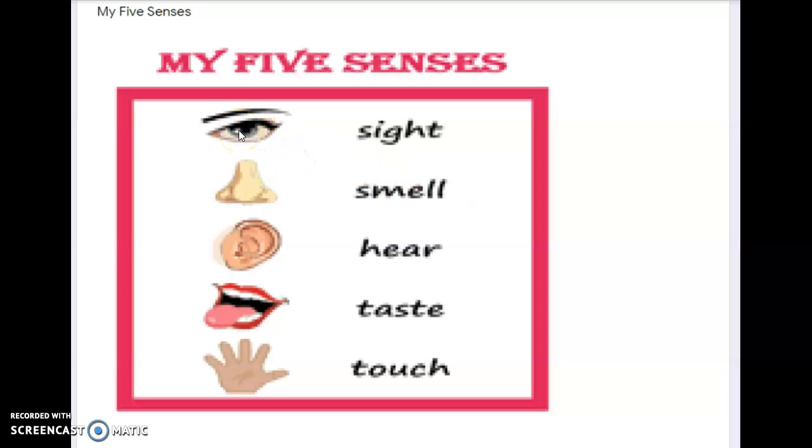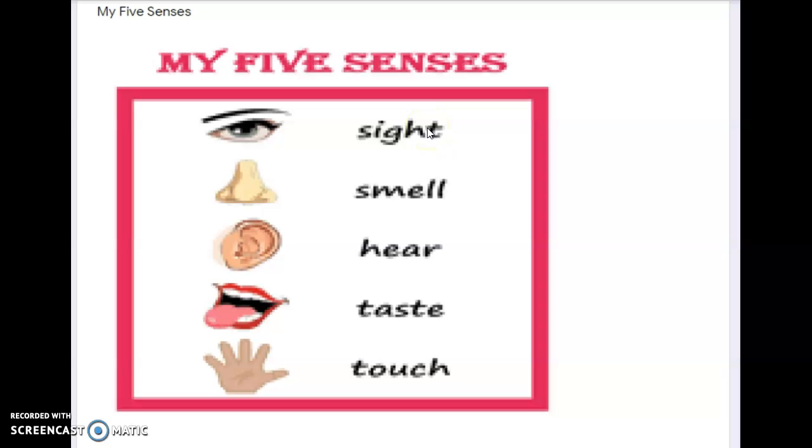Nose? No. Mouth or tongue? Nope. This is the eye. If there's only one, we say eye; if there are two, we say eyes. Our eyes are used to see, or sight. Remember that. Eyes for sight or see, nose for smelling or smell, ears to hear or listen, and then our tongue to taste, and our hands to touch.